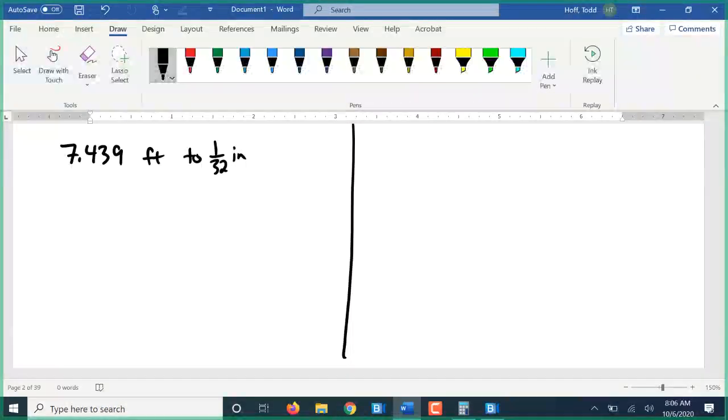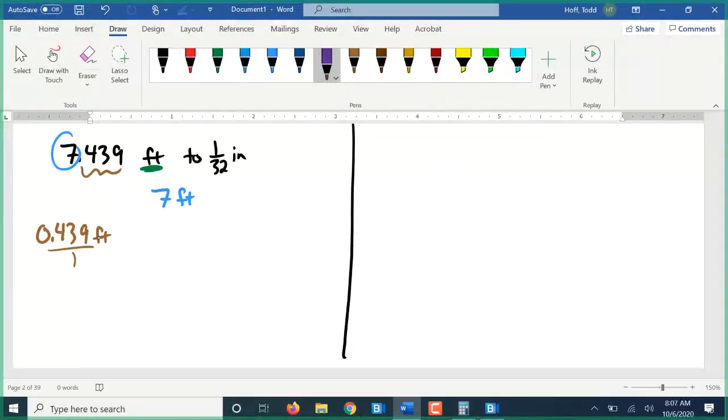Well, I will start out with my whole feet. This is starting in feet, so all I have to do is take the feet off. I have 7 whole feet. Then I take the decimal portion here, 0.439 feet, and I'm going to convert it into inches.